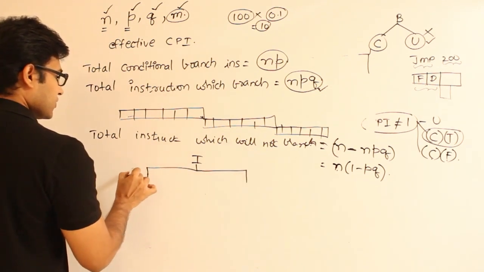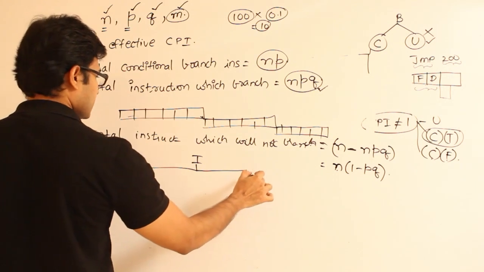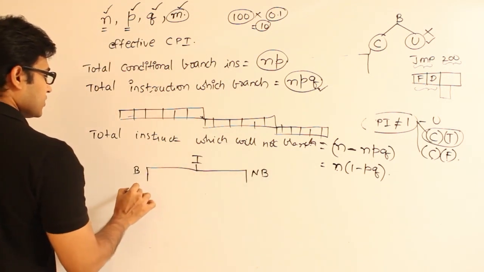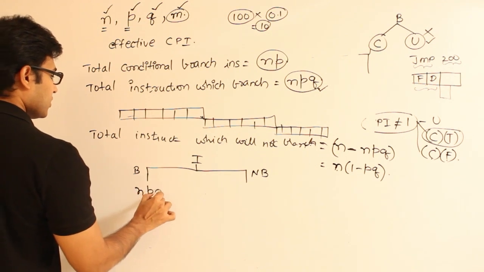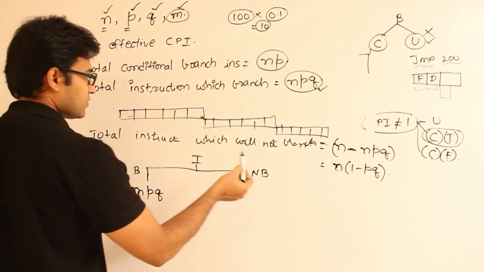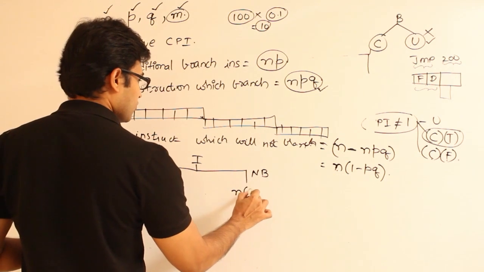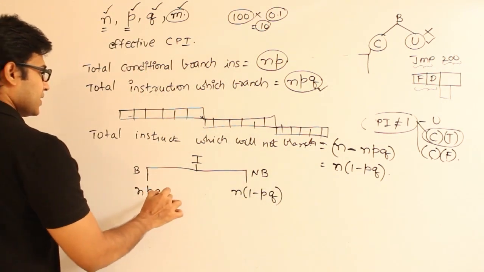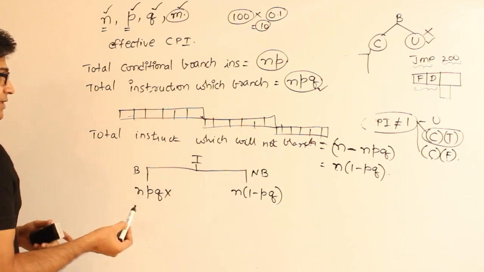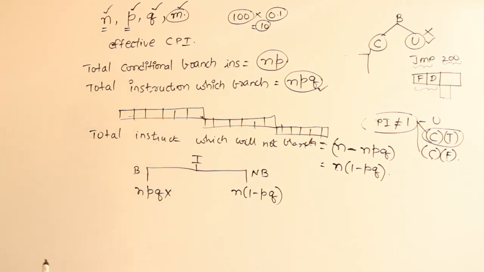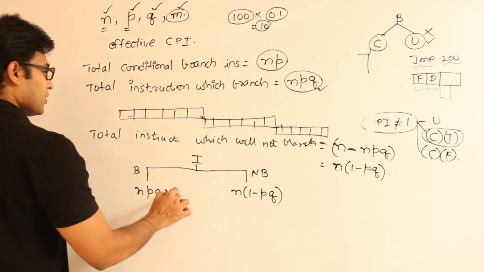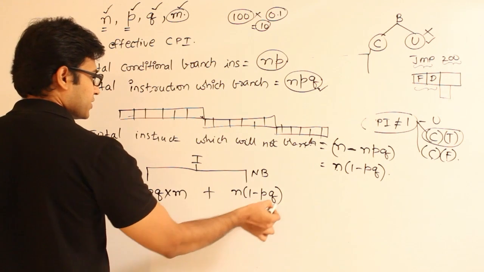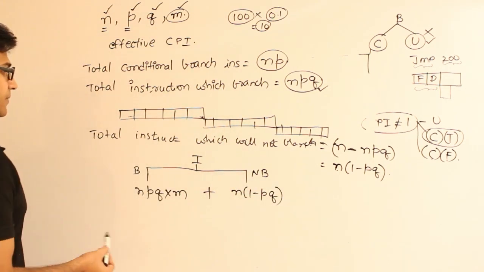Got it? Therefore, if you understand this, the instructions are now classified into two types. One is the instructions which will lead to branching, and the other is the instructions which will lead to no branching. The number of instructions which will lead to branching is n into p into q, and the number of instructions which will lead to no branching is n into 1 minus pq, right? And for the branching instructions, only at the end of M stages will we be able to find out what the target address is. Therefore, the number of clocks required for these instructions is M, and the number of clocks required for the others is 1. Got it?